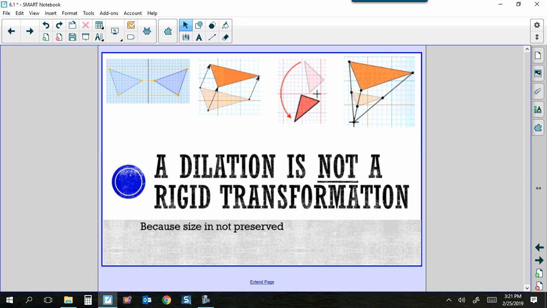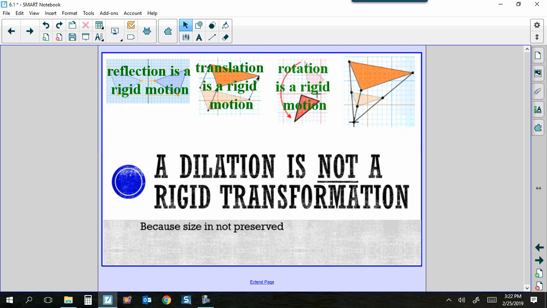Okay, so because of what is happening, a dilation is not a rigid transformation because size is not preserved. You can see up here I have our 4 transformations that we've talked about. In this first one, I hope you can see that this shape here is reflected over this vertical line. And reflections are considered to be a rigid motion, as we learned in our rigid transformation unit. Over here, we have our triangle down here translating left and to the right to make this triangle, which is a rigid motion. And then lastly, we have this triangle rotating from quadrant 2 down to quadrant 3. That is a rigid motion. So these 3, what they have in common is that all the shapes are congruent.